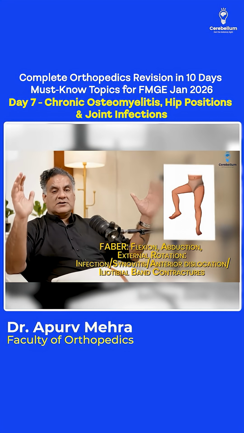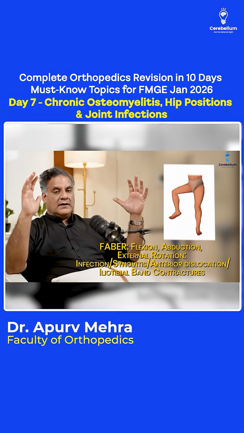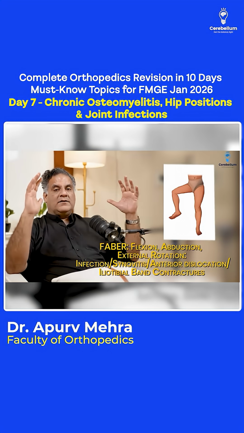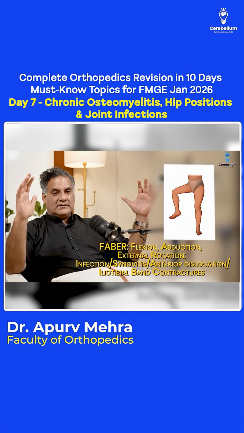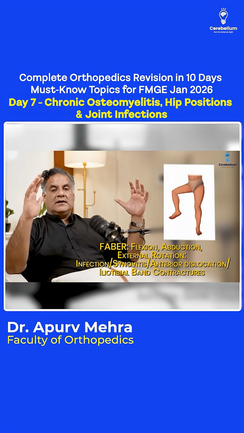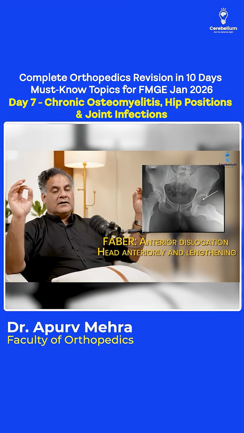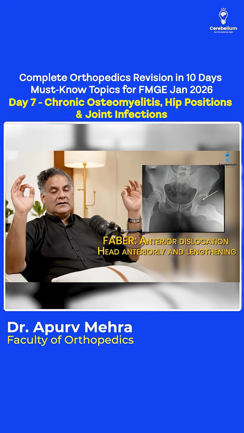FABER, flexion, abduction, external rotation of the lower limb, is a position of increased capacity of the hip joint, which is seen in synovitis, infection, anterior dislocation, and when there are iliotibial band contractures. FABER is usually associated with lengthening.